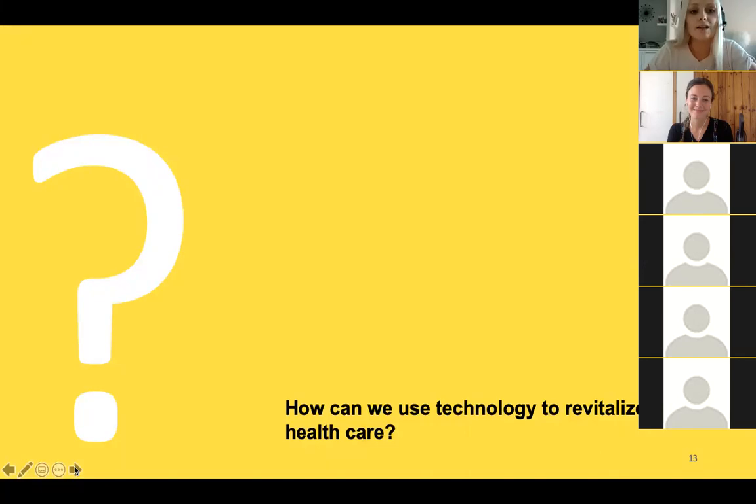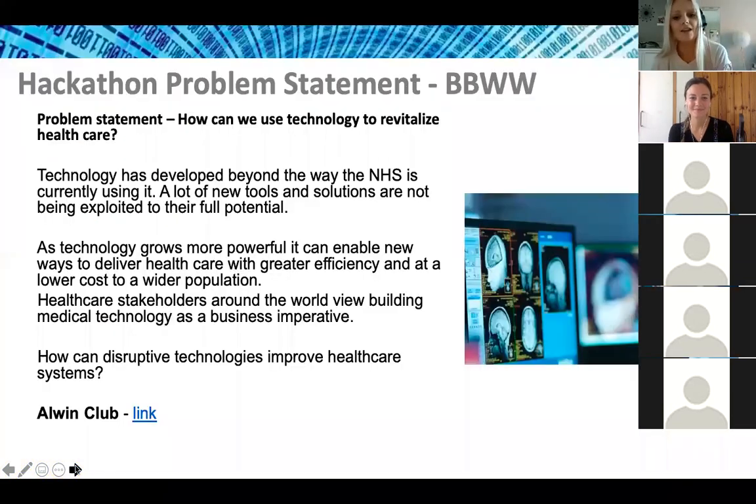So it's all about working together, making sure you're speaking, but also listening to other people's ideas and coming together to have one solution and one idea at the end of it. So the one that I thought would be quite good and, as I said, topical at the moment is: How can we use technology to revitalise healthcare? So that's the broad overall question. And then if we go to the next slide, there'll be some more information about what I mean by this.